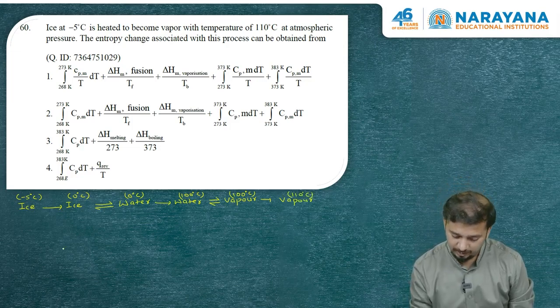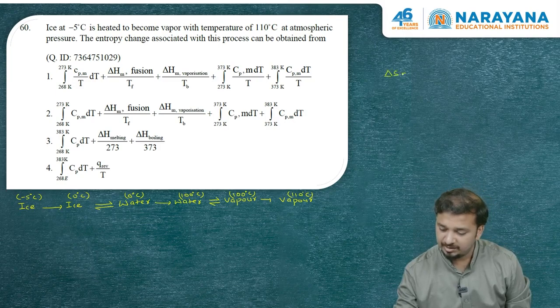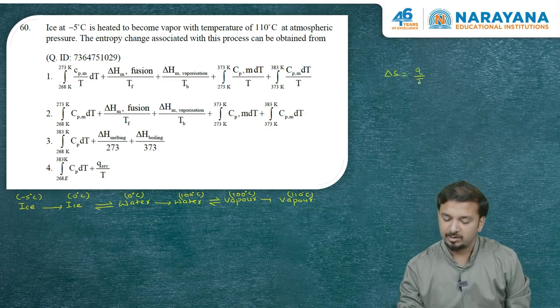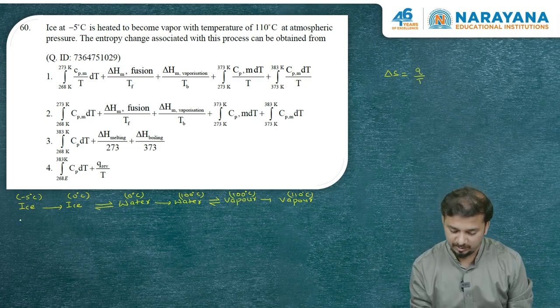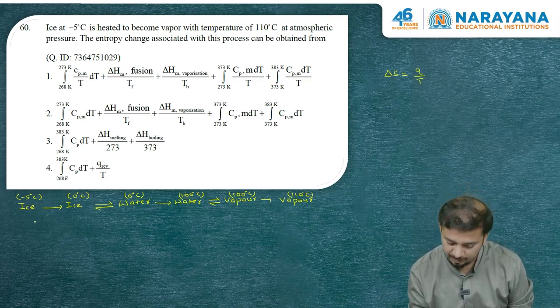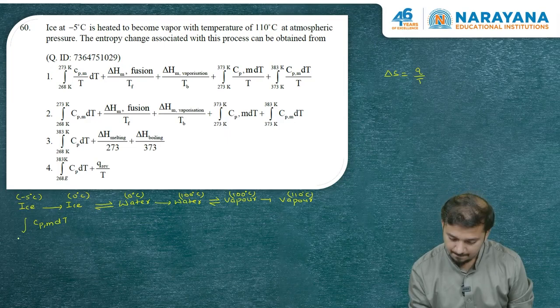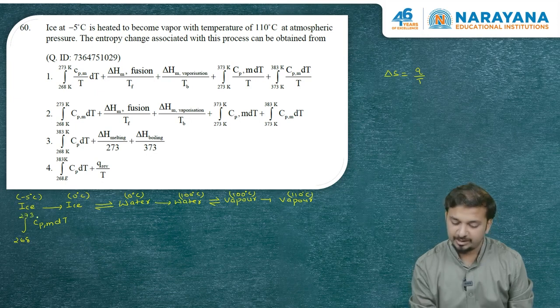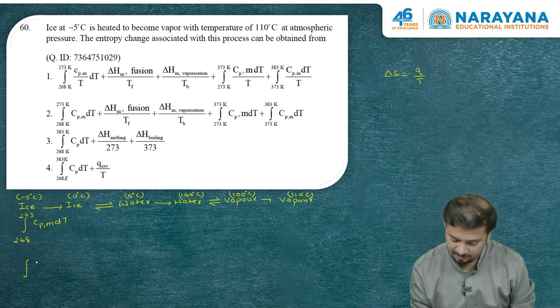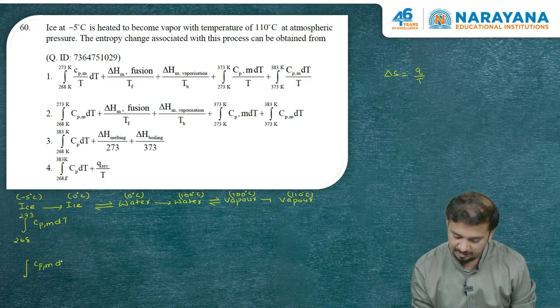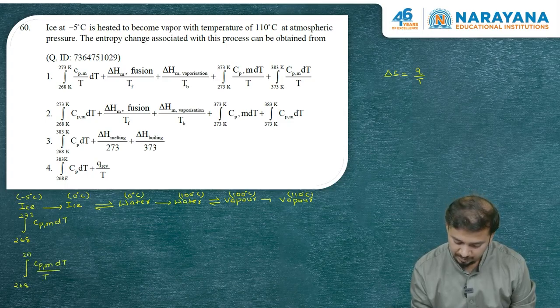So first we know that delta S is equal to Q upon T. So we have to find what is Q in these processes. So Q for this process will be CPm dt integration. Temperature will be minus 5, which is 268 to 273 Kelvin. So delta S for this process will be integration of CPm dt by temperature. Limit will be 268 to 273.